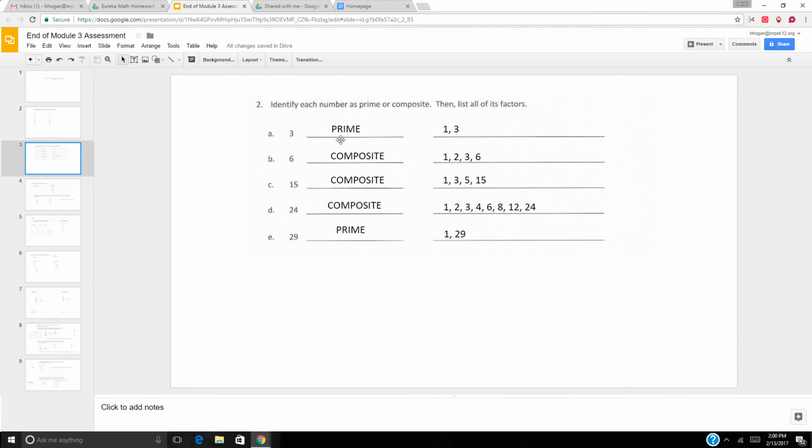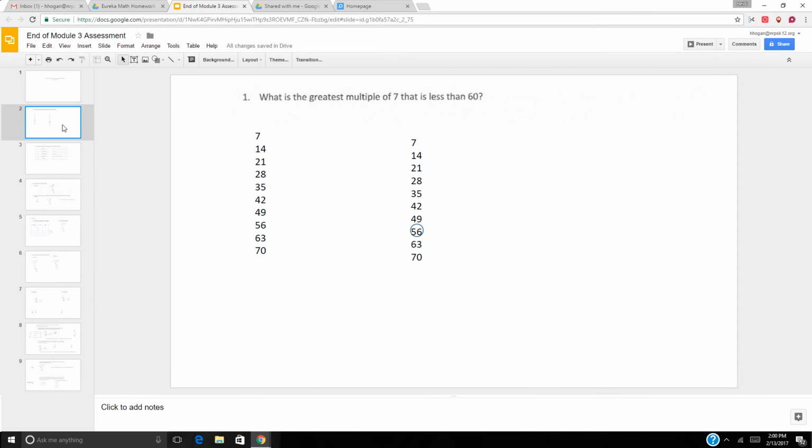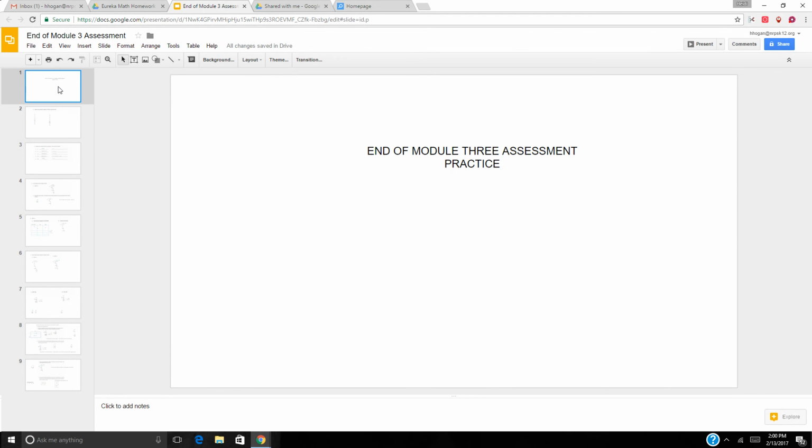And just take your time here to make sure that you get all of the factors. And you have the multiples of 7, so just do this carefully as well to make sure that your numbers are correct for your 7s. Okay? And just do the best you can.